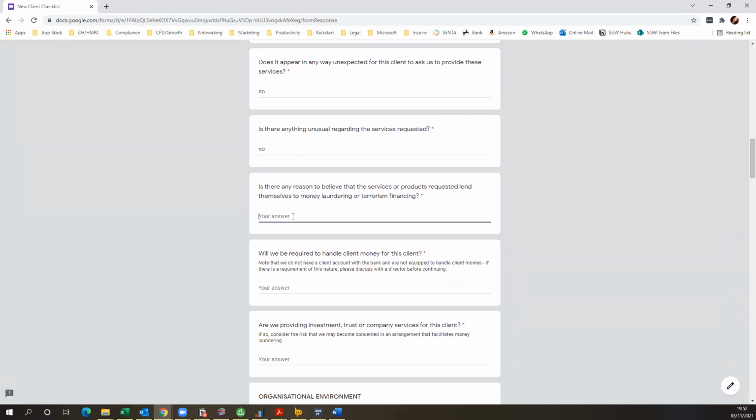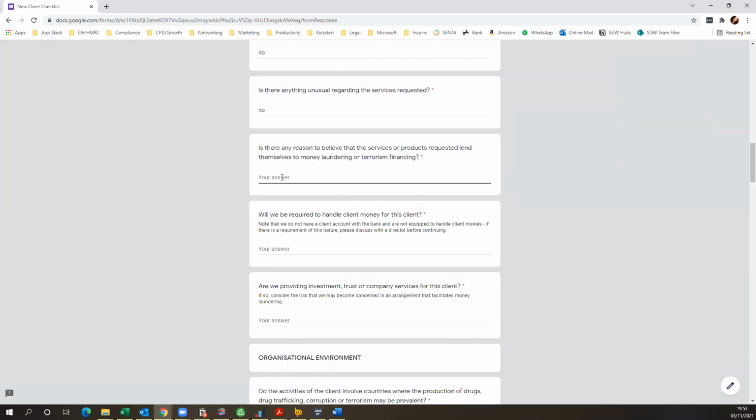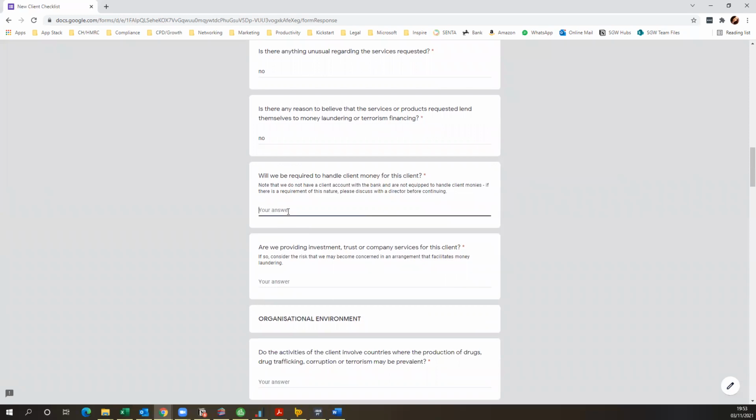Is there any reason to believe that the services or products requested lend themselves to money laundering or terrorism financing? Again, if it's high cash that the company deals with, then potentially you might want to think about it. But to be fair, we have a lot of pubs on our books, and well, certainly before COVID, they would have used cash a lot. So that in itself doesn't lead us to believe that there's money laundering going on. But if there's anything else that suggests that there might be something dodgy going on, then maybe write something in there. Will we be required to handle client money for this client?